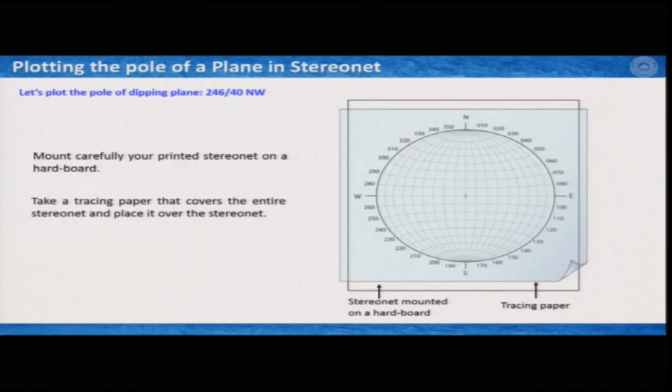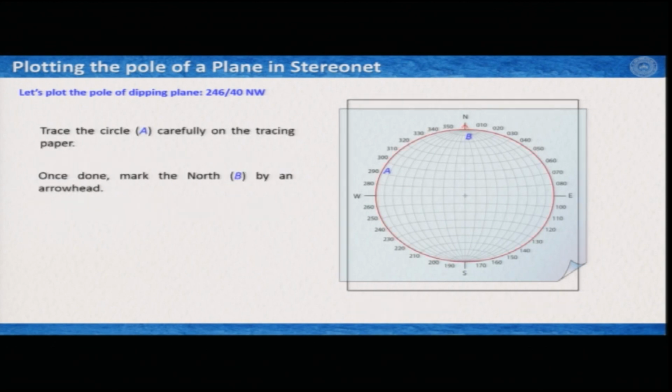That means we will mount the Stereonet on a hardboard, we find a tracing paper and cover the entire Stereonet with the tracing paper. Next stage is to trace the primitive circle on the tracing paper and mark the north on the tracing paper, which is point B in this illustration.